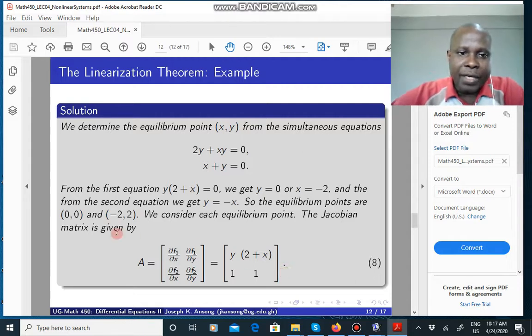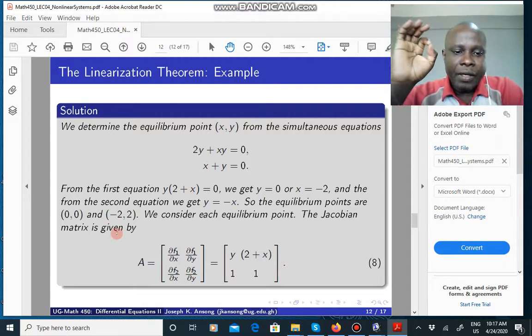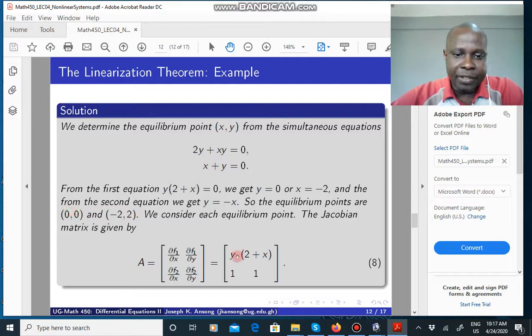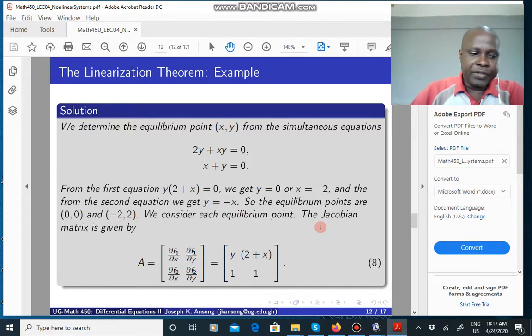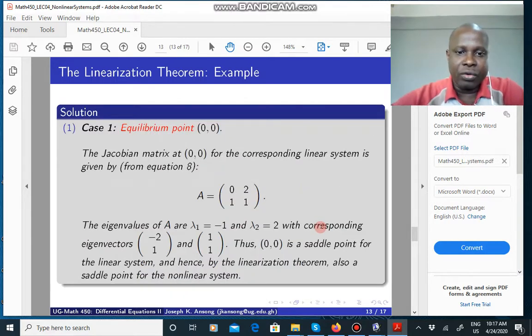So you analyze, look for the Jacobian matrix at each of the equilibrium points. So for 0, 0, you plug in, wherever I see x, I put 0. Where I see y, I put 0. And you do the same for the other point. Wherever you see x, you plug in negative 2. Where you see y, you put 2. And that will give you the matrices, and then you analyze the matrices for the behavior of the equilibrium points.